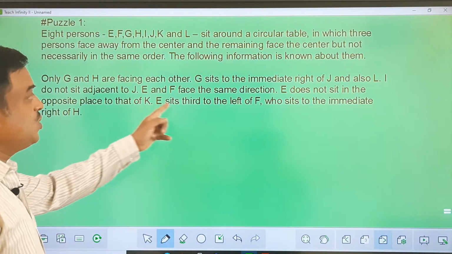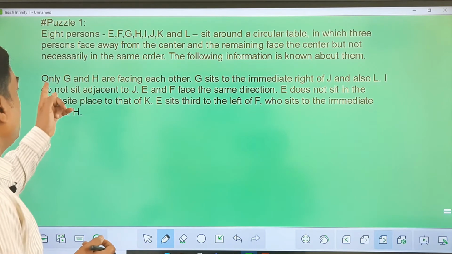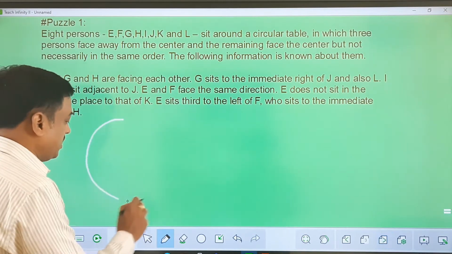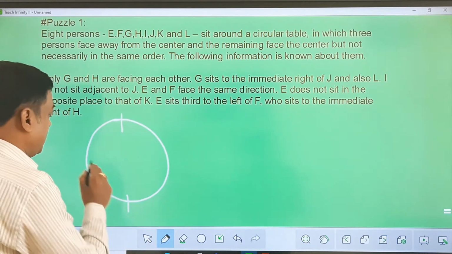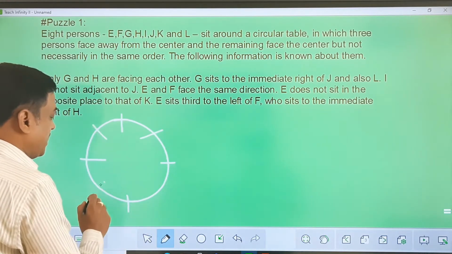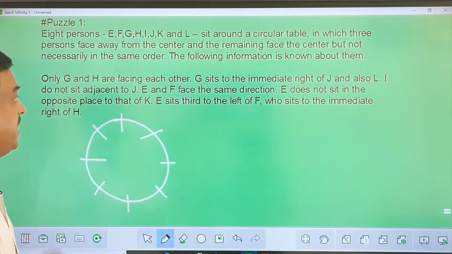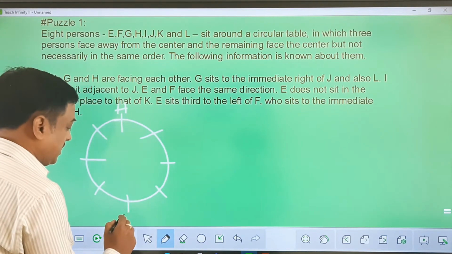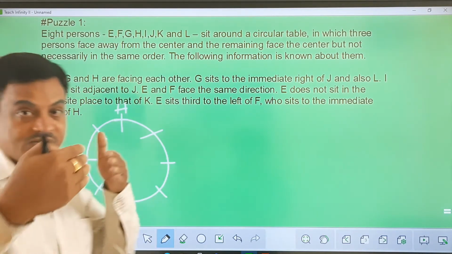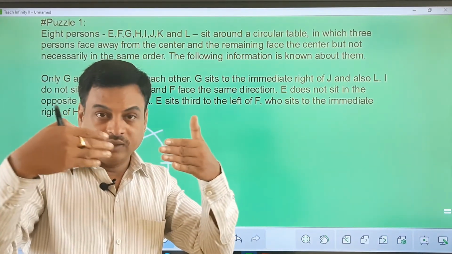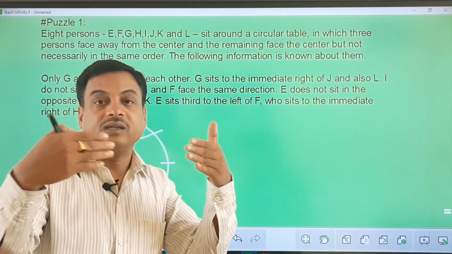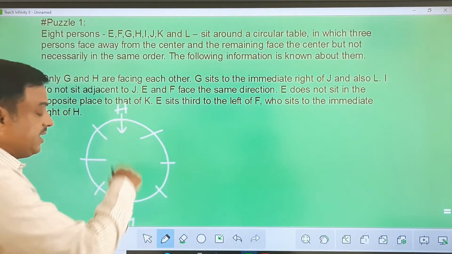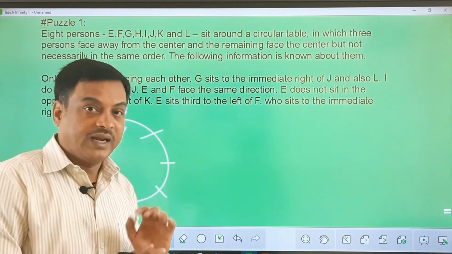Now, further information based on which we need to arrange this order. Only G and H are facing each other, it is said. So I can get one immediate idea. There are 8 people, so I'll draw 8 people here. I don't know which directions I need to make, but only G and H are facing the center is said. So I take H here and G here. Since they both are facing each other, you can understand they are facing the center so that they can face each other. So this is the only pair given according to the statement.